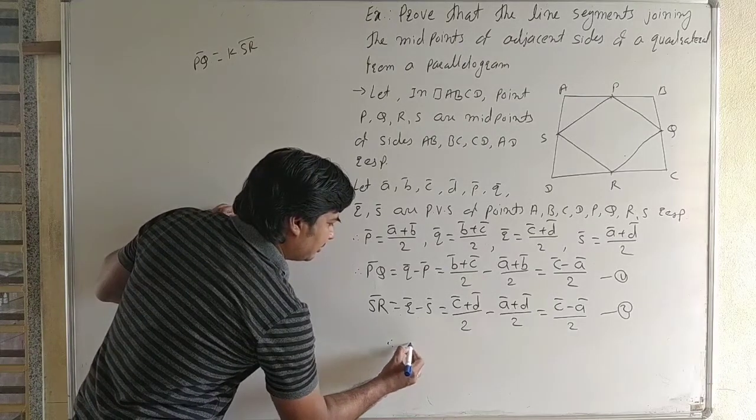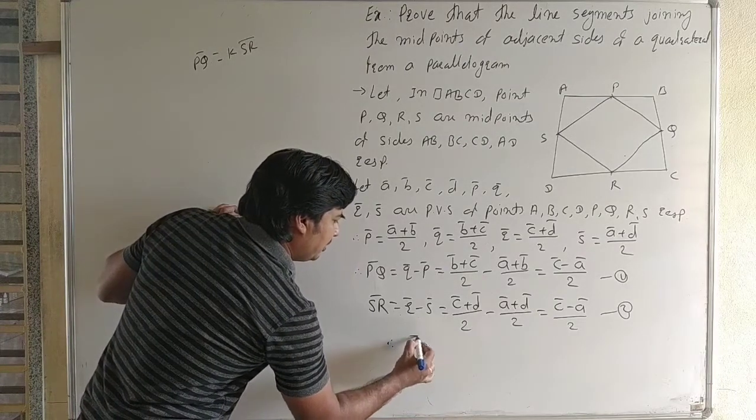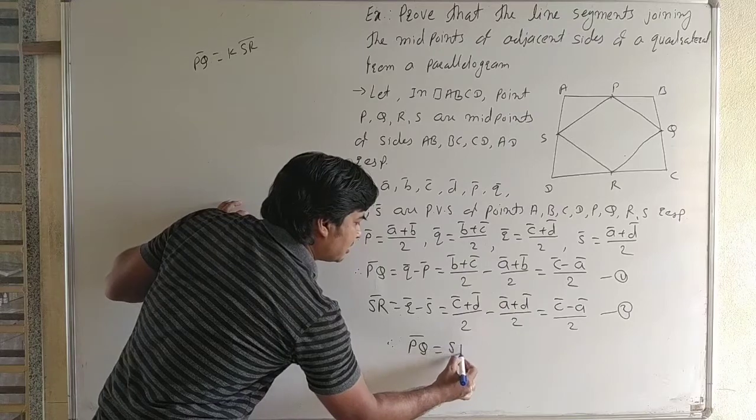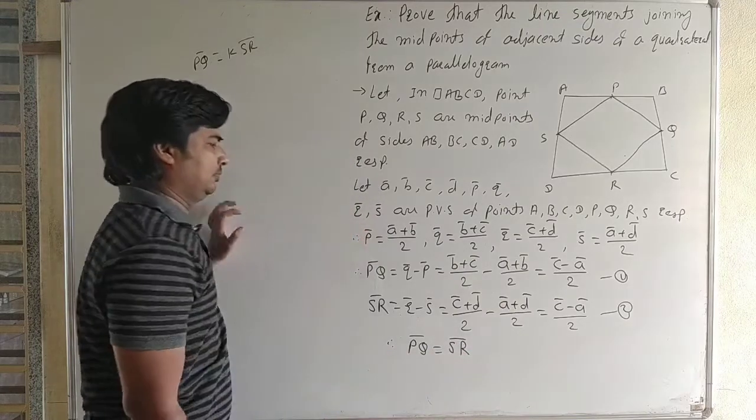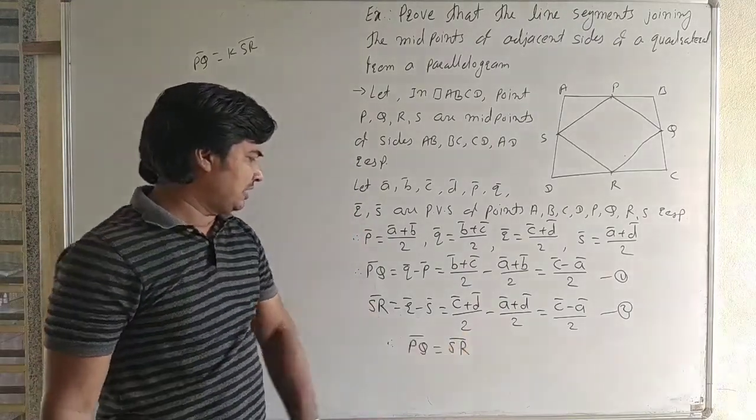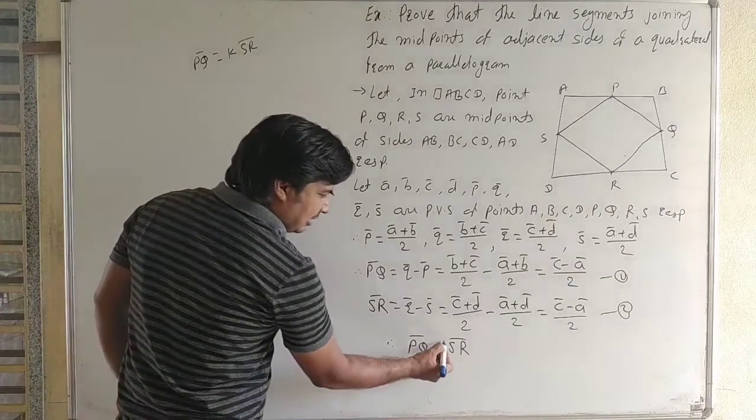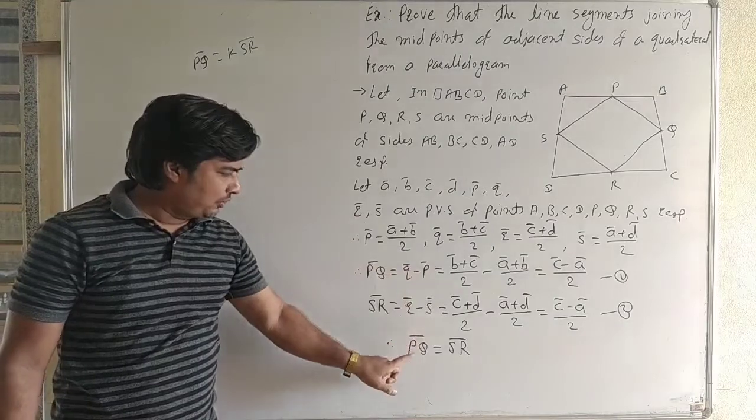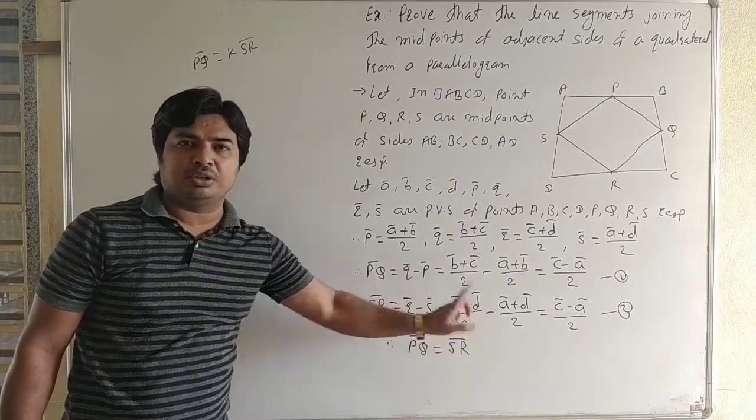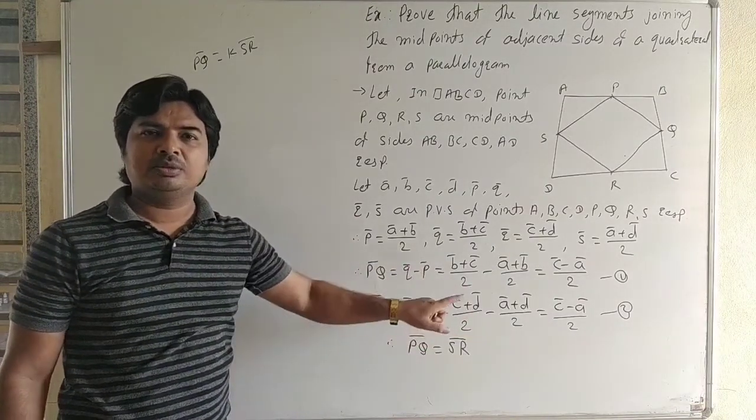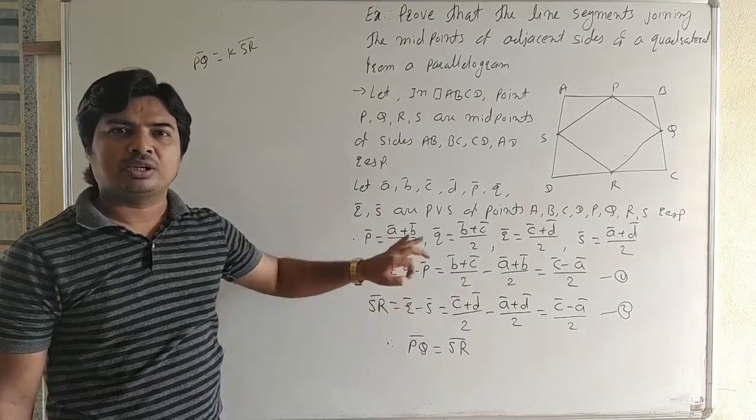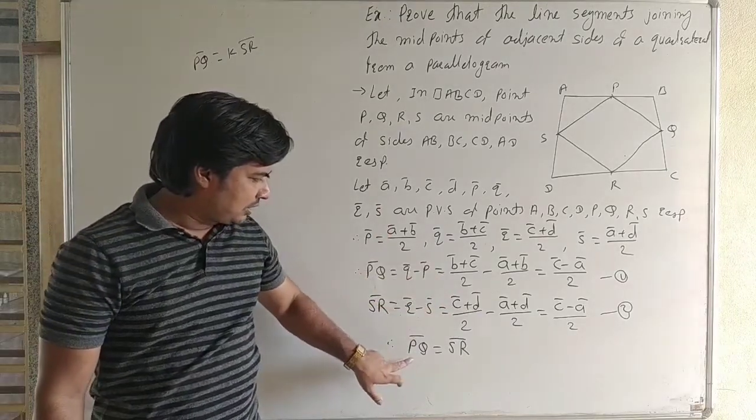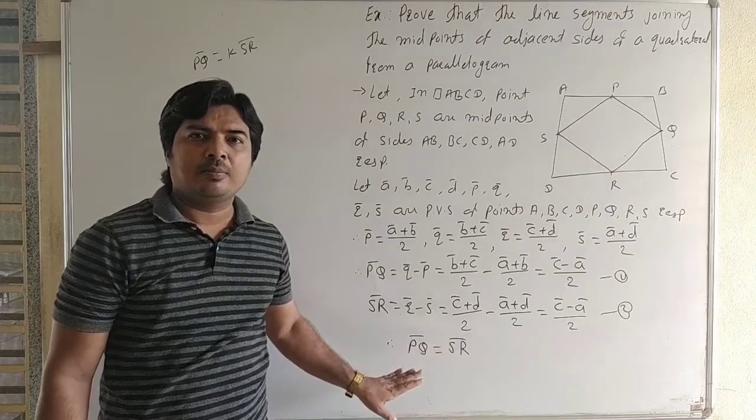Therefore we can write vector PQ is equal to vector SR. Now here the scalar K is equal to 1. Here one vector is a scalar multiple of the other, that means the two vectors are collinear, and therefore these two vectors are parallel.